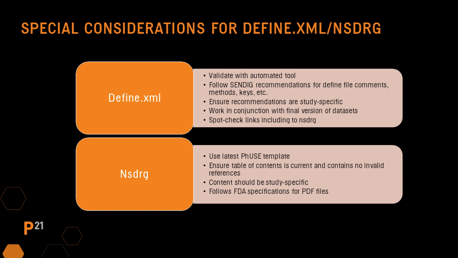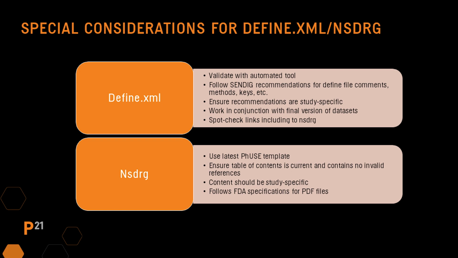QC of the DEFINE file should always first include running an automated validator tool and reviewing and resolving any issues found. The SEND implementation guide has recommendations for several key areas in the DEFINE file that should be updated based on the study, including definitions for RFSTDTC in the DM domain, the experimental start and end dates in the TS domain, the EX dose variable in the exposure domain, comments for all null expected variables, and the full severity scale for microscopic findings, and more. These areas may have been manually updated in the DEFINE file and will likely be study specific, so should be a focus during QC. In addition, it's a good idea to spot check hyperlinks to ensure they are relative and that the link to the NSDRG is present and functioning.